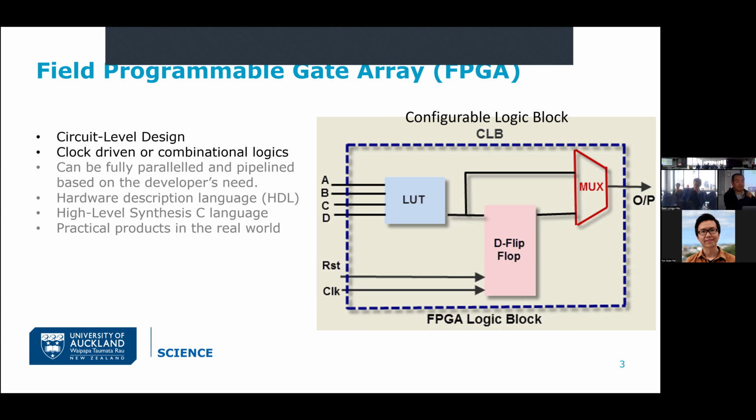The circuit inside the FPGA is composed of many basic units called CLBs, short for configurable logic blocks. In this example, we have A, B, C, D as inputs. By looking up the lookup table, the final output can be determined by checking different switches or parameters.